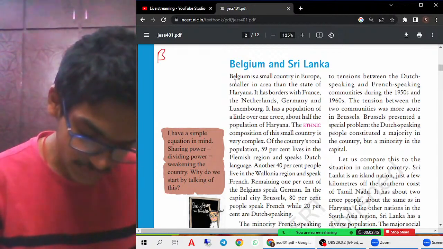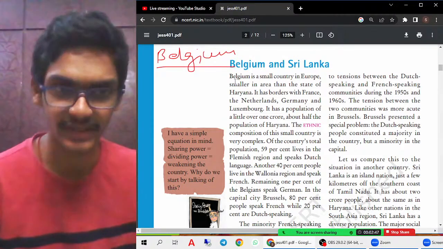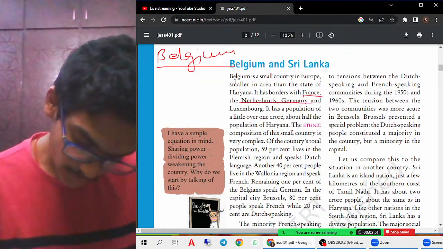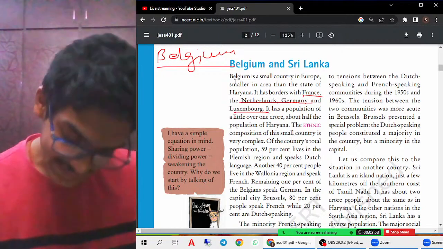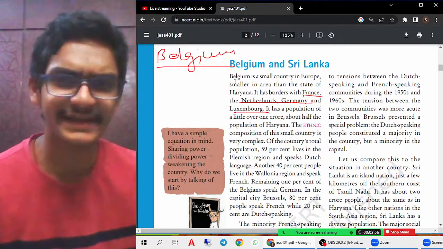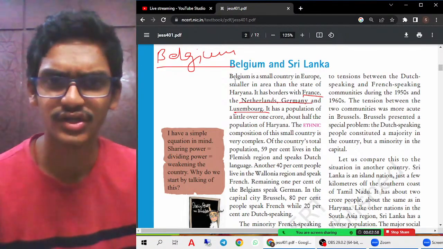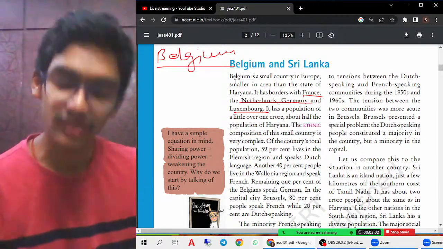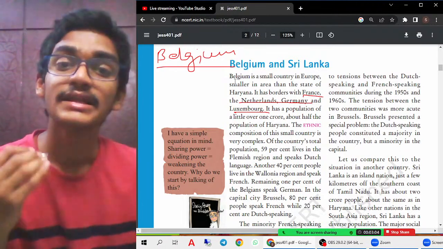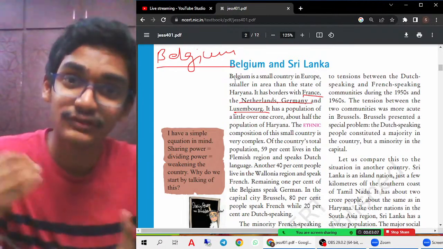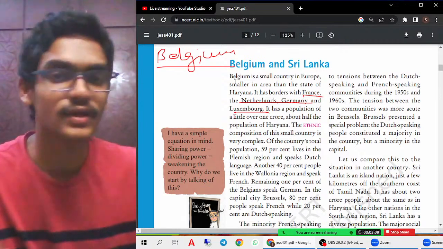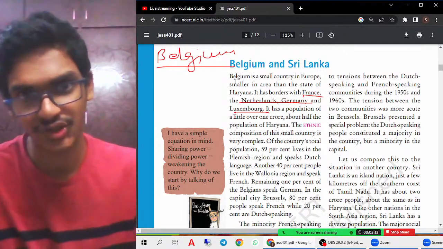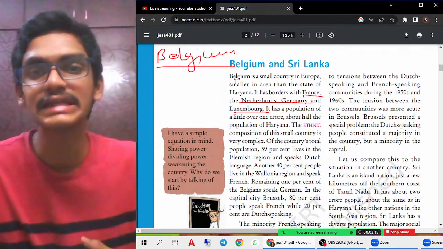Belgium is a European country. It has borders with France, Netherlands, Germany, and Luxembourg. It has a population of over 1 crore, which is about half the population of Haryana. Ethnic composition means that when people have different cultures, traditions, and languages, they are called ethnic groups. In an entire country together they are called the ethnic composition.